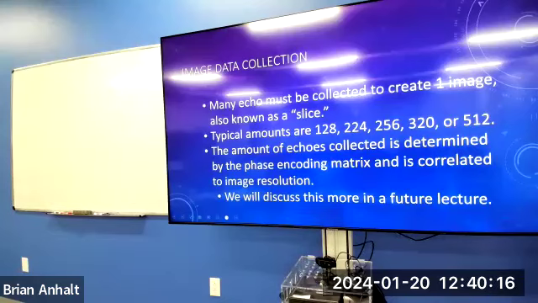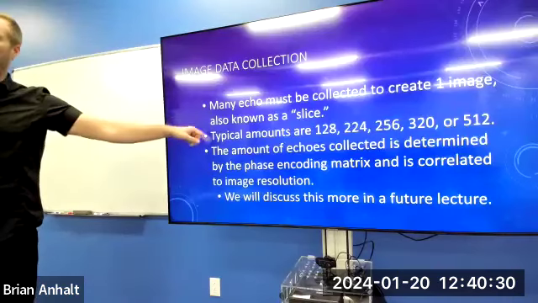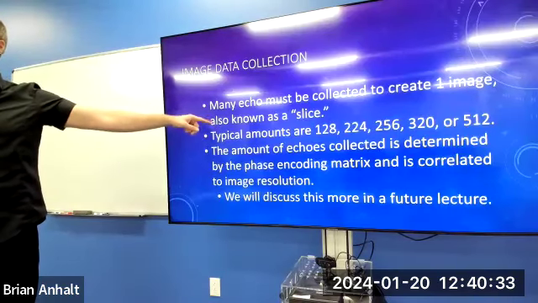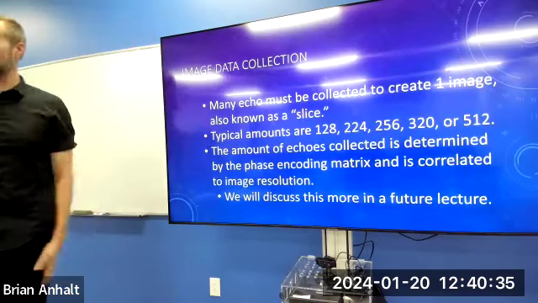So image data collection. Remember I was saying before, we have to collect several echoes. We have to do this pulse sequence many times just to generate one image, right? And in MRI, when we run a pulse sequence, we have several images. So many echoes must be collected to create one image. We call the images slices in imaging. How many slices are there? How many slices we prescribe?